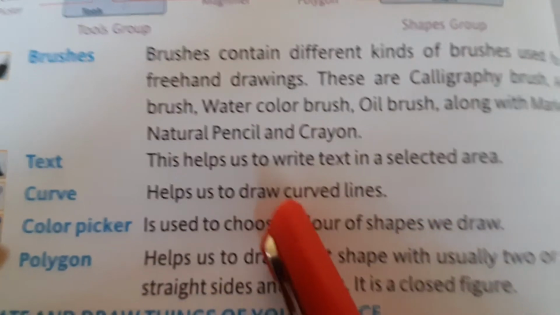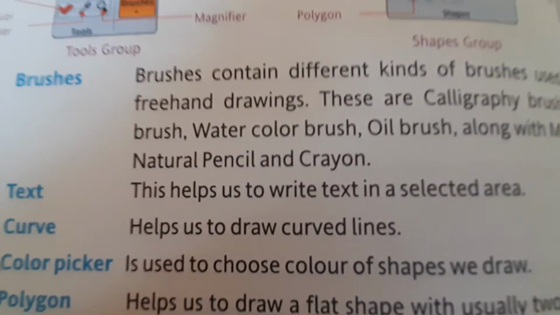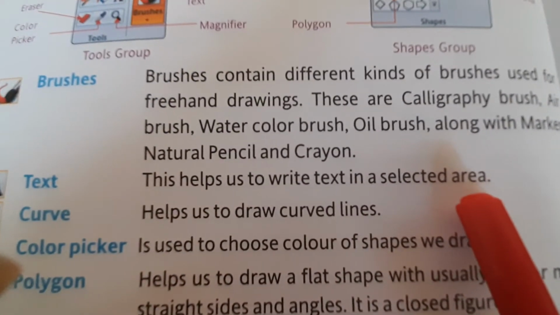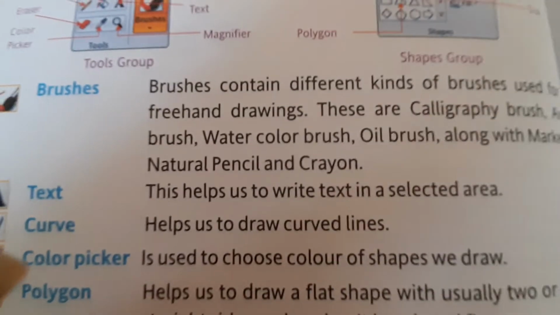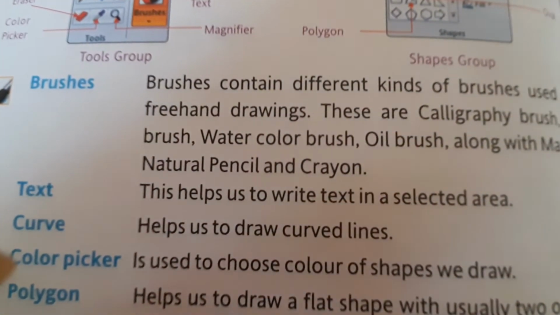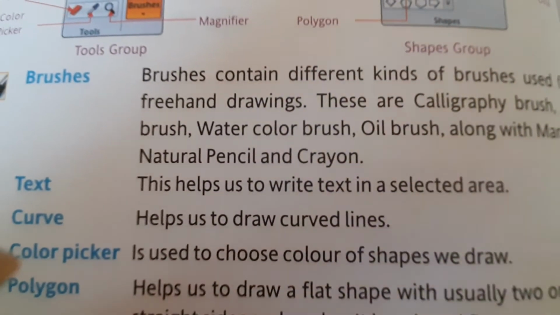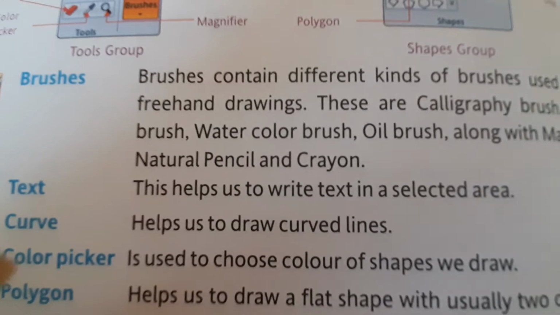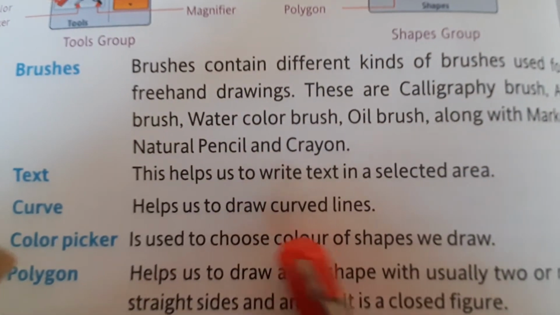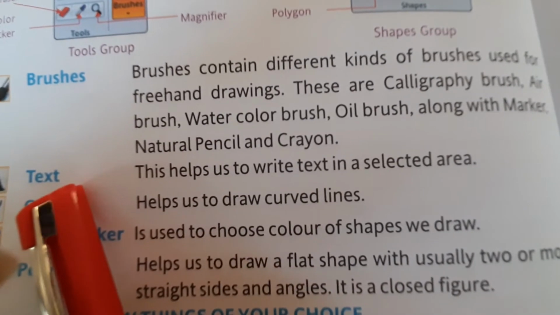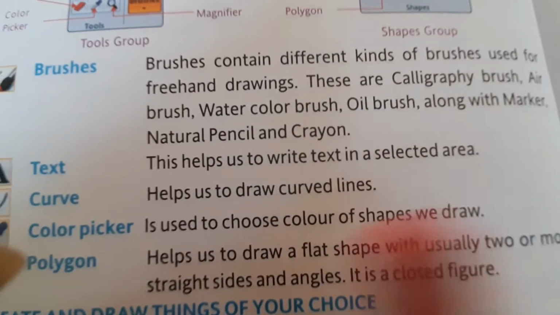Now text. Text helps us to write text in a selected area. When we are making any painted document, at times we want to write there. It can be a heading, or we want to do some marking, or we want to add some detail with it. At that time we can make use of this tool, that is text, which helps us write text in a selected area.